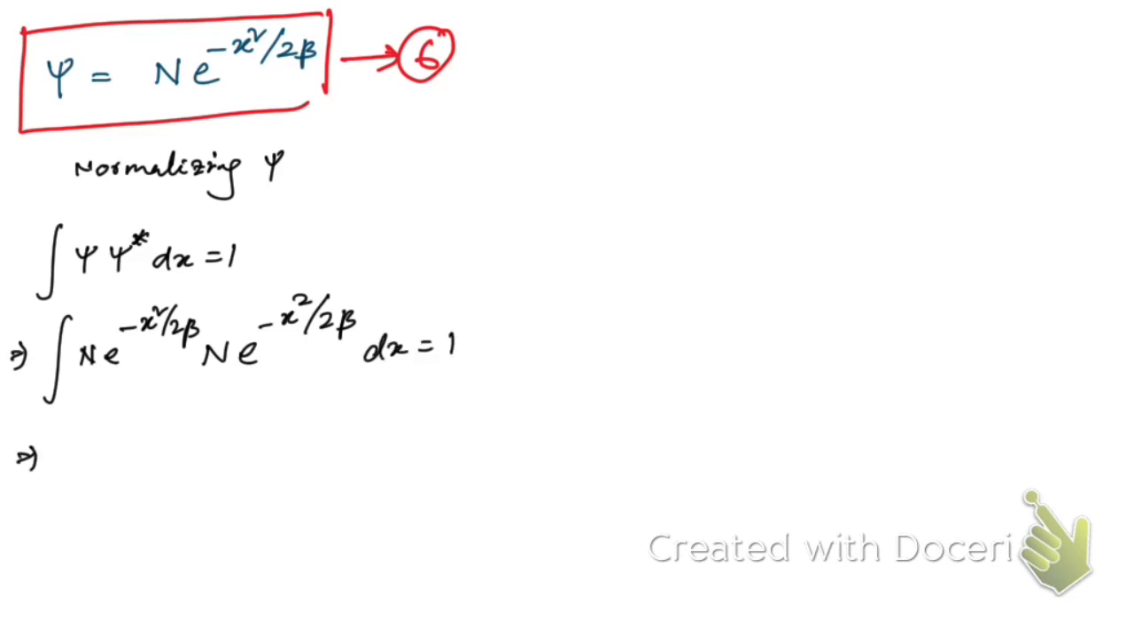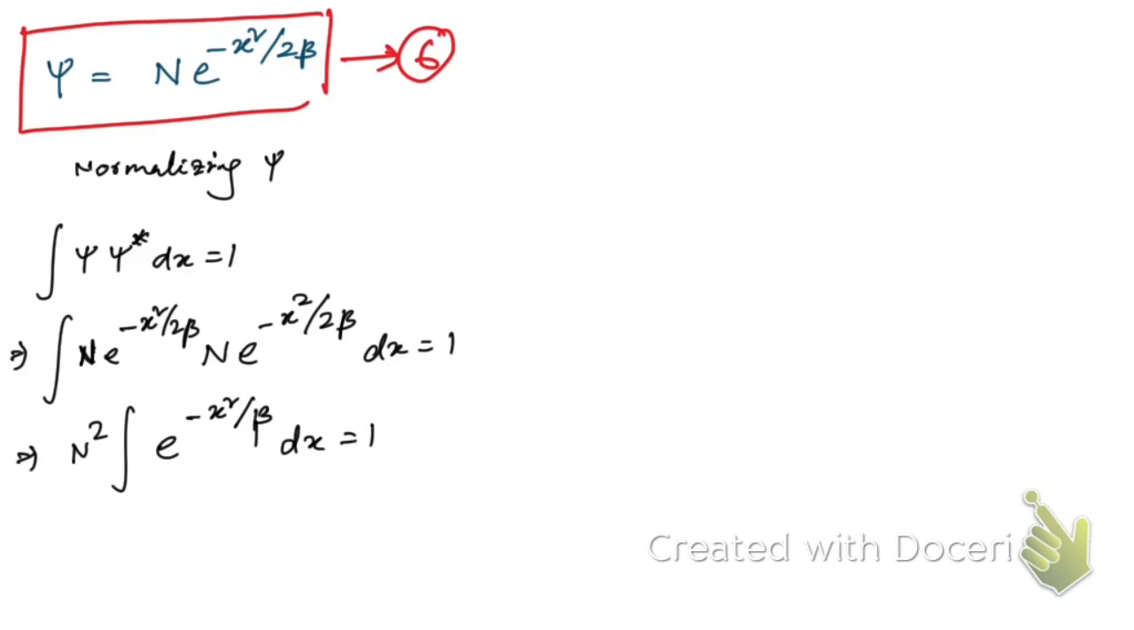So N into N, that is N square, is going to be taken out of the integral. Then here we have e to the power, if you multiply these two, 2 into minus x square by 2 beta. So the 2 cancels, and we can write minus x square by beta dx is equal to 1.